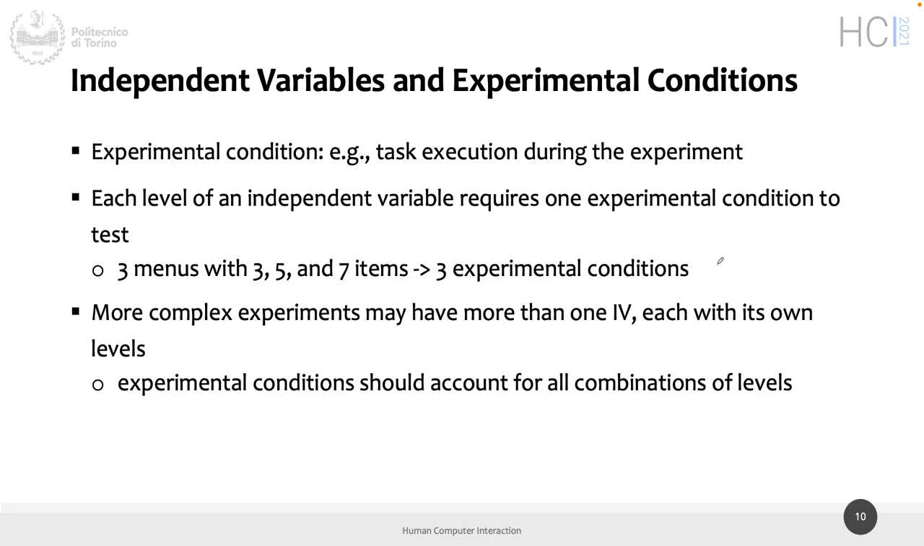And if we have a complex experiment with more than one independent variable, each one with their own levels, we can have the menu that has 3 levels and another independent variable that has 2 levels. So it's possible. And experimental conditions should account for all combinations of levels. So in this case, we have one independent variable, 3 levels, and we have 3 experimental conditions.